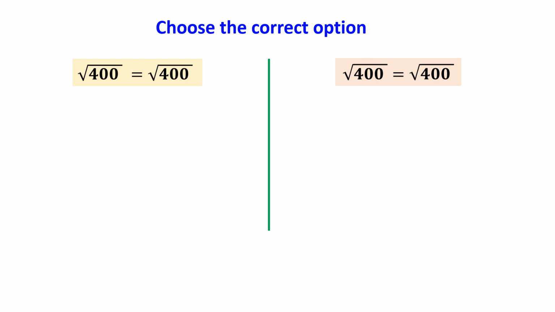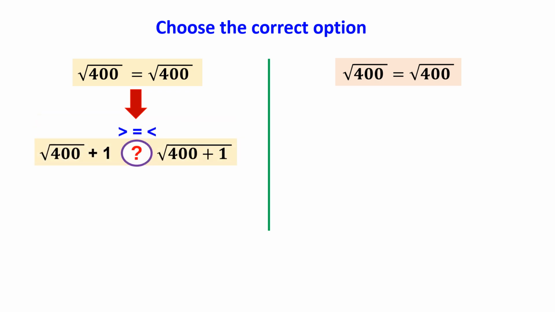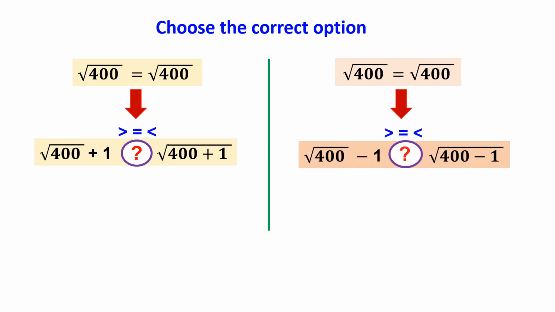Here we have a radical, and when we modify the radical, on the left-hand side we add 1 to the radical, and on the right-hand side first we add 1 to the value under the radical, and then take the square root of the whole. We do the same in the example at the right-hand side, but this time we subtract 1.